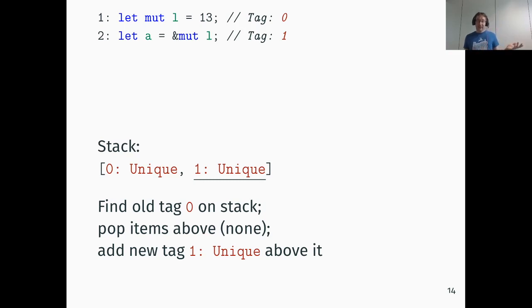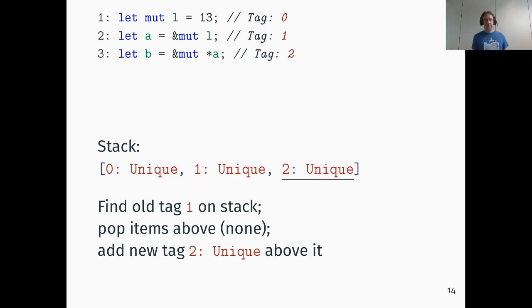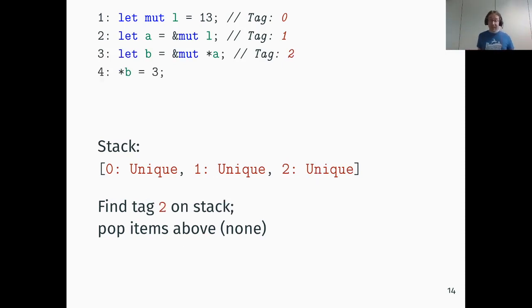Next, we are creating A as a reference to L. So we are looking for L's tag 0. We find it in the stack, it's right there. And then we are creating a fresh tag 1 for A and pushing it on top of the stack. And then we do the exact same thing for B. So now we have the situation where 0 is the root owner, 1 is borrowed from 0, and 2 is borrowed from 1. Next, we're using B. So we look for B's tag, it's 2, and we find it in the stack, and it's already at the top of the stack, so we don't have to pop anything.